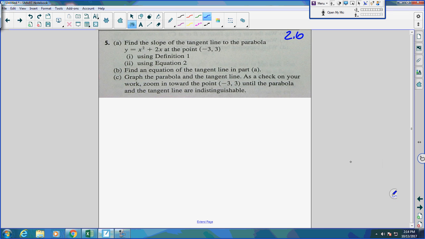All right, this is a good example problem because this is something I would put on the test. 2.6, number 5. Find the slope of the tangent line to the parabola y equals x squared plus 2x at the point negative 3, 3.